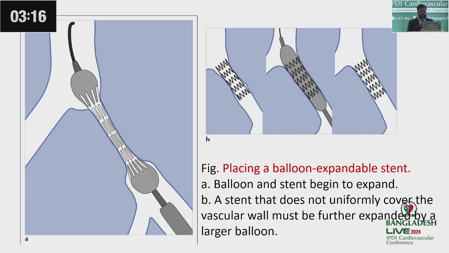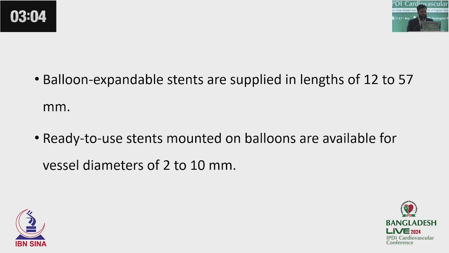So this is a picture of placing a balloon expandable stent. You can see that a stent does not uniformly cover the vascular wall and must be further expanded by a larger balloon, as I was telling before. And these are some specifications: balloon expandable stents are supplied in lengths of 12 to 57 millimeters, and ready to use stents mounted on balloons are available for vessel diameters of 2 to 10 millimeters.